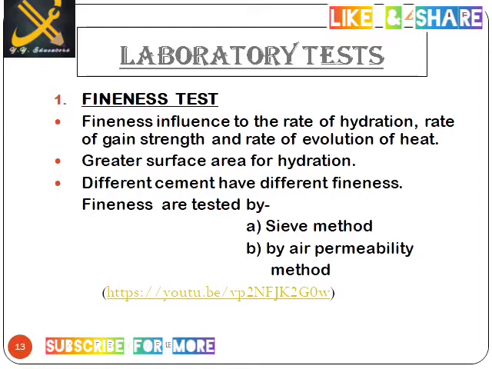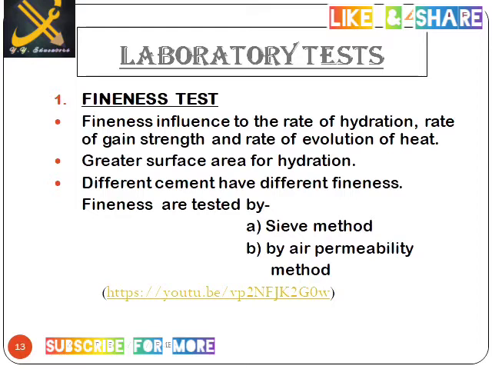Now the laboratory test, and the first test is the fineness test. Fineness influences the rate of hydration, the rate of gaining strength, and the rate of evolution of heat. Fineness of cement is the most important physical characteristic, which directly influences the rate of hydration, the strength and the evolution of heat. Due to fineness there is a greater surface area for hydration. The more the fineness of cement, the greater the surface area for hydration and the greater the heat generated.